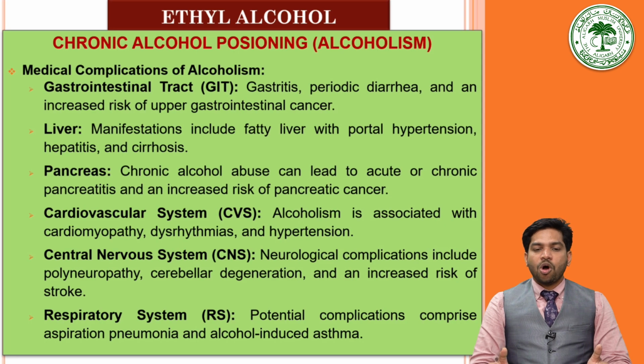an increased risk for pancreatic cancer. On the cardiovascular system, alcoholism is associated with cardiomyopathy, dysrhythmia and hypertension. On the central nervous system, neurological complications include polyneuropathy, cerebellar degeneration and increased risk for stroke. On the respiratory system, it can cause aspiration pneumonia and alcohol-induced asthma.